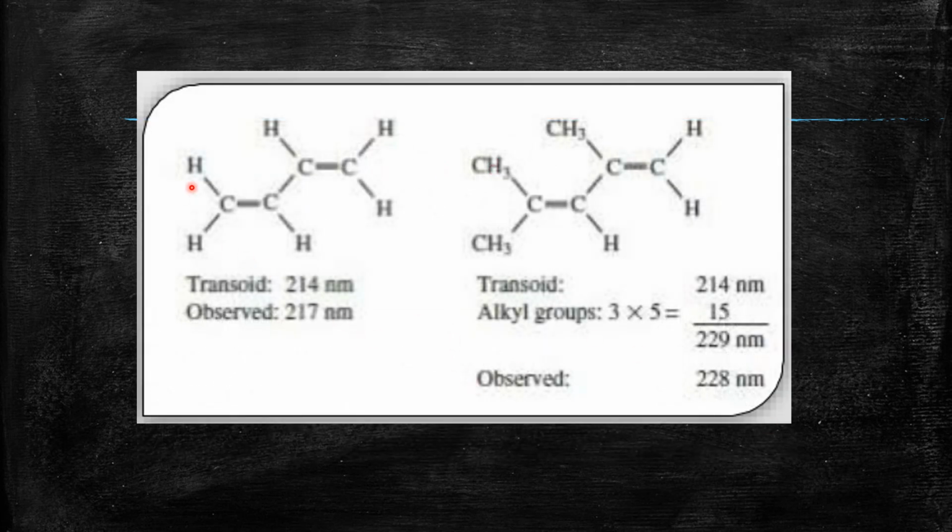Second example, another example. See here, a double bond, single bond, double bond. So this molecule has a conjugated system. Here it looks like a transoid form. See here, it is an open chain system, 214 nanometers. The first double bond has two methyl substitutions, and the third carbon has one methyl substitution. Totally it has three alkyl substitutions, 3 into 5, 15, so 229 nanometers.